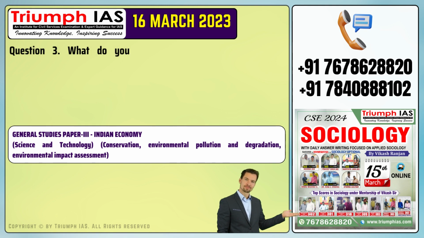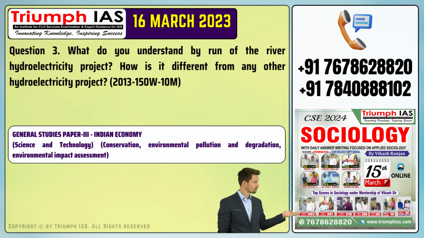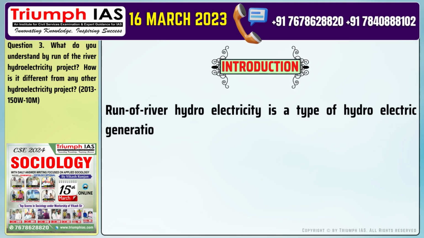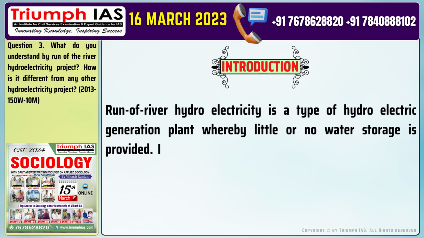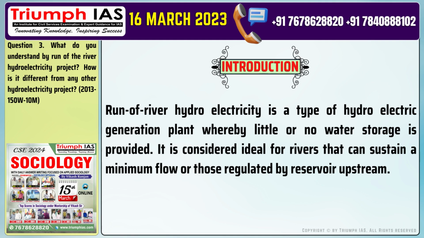Question number 3. What do you understand by run-of-the-river hydroelectricity project? How is it different from any other hydroelectricity project? Let's start with the introduction of the answer. Run-of-river hydroelectricity is a type of hydroelectric generation plant whereby little or no water storage is provided. It is considered ideal for rivers that can sustain a minimum flow or those regulated by a reservoir upstream.